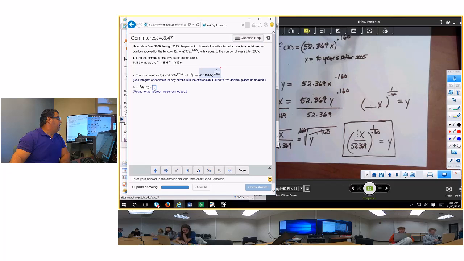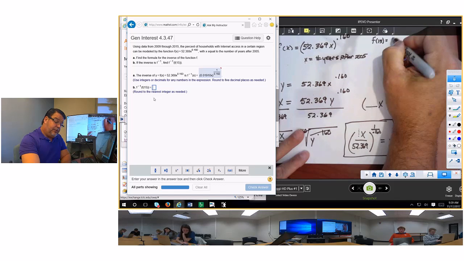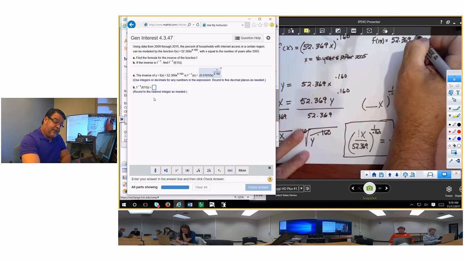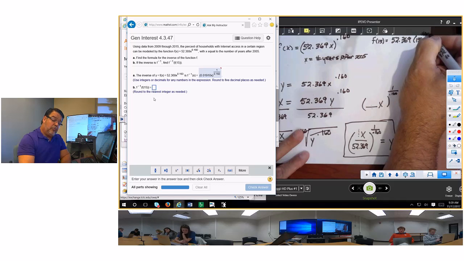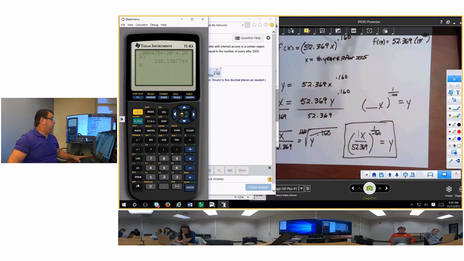Now, take 15 and plug it in. Where are you going to plug it in? Well, wait a minute. They want you to take f of 15. So that means take 15, plug it into the original equation, then take that number and plug it into your inverse equation. So f of 15 is equal to 52.369 times 15 to the 0.160 power. So take your handy dandy calculator, take 15 and raise it to the 0.160 power and multiply that by 52.369.